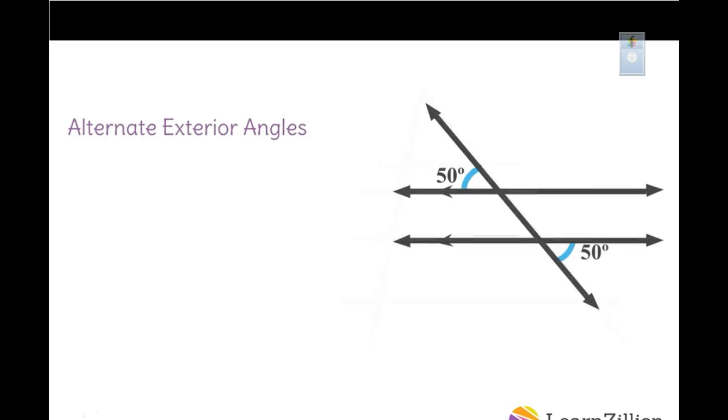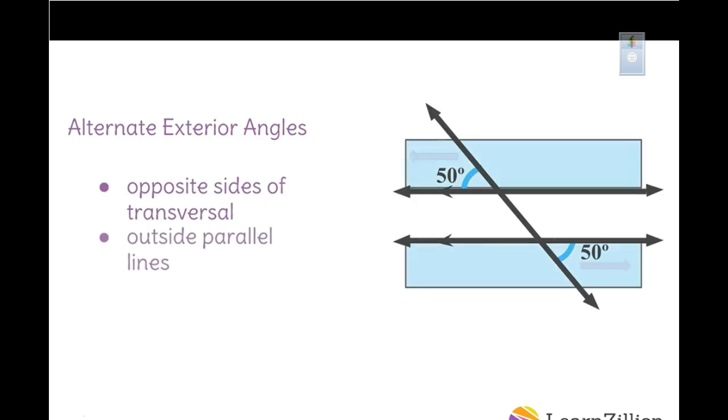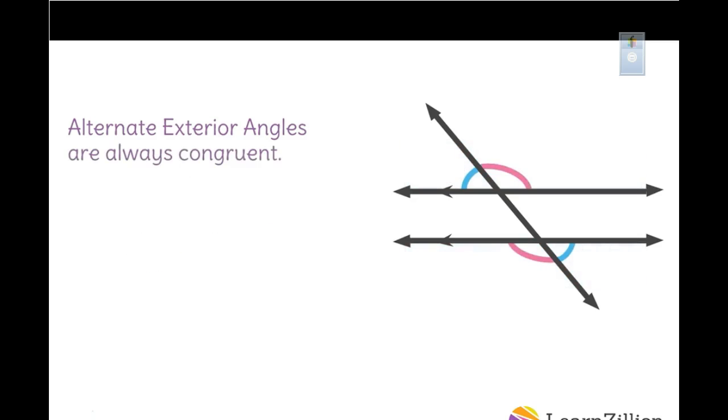Using the same angle measures as before, we can use what we know about vertical angles to find this angle. The angle measures must be equal because the vertical angles are equal. These become alternate exterior angles. Alternate exterior angles are located on the opposite or alternating sides of the transversal. They are also on the outside or on the exterior of the parallel lines. Alternate exterior angles are always congruent.